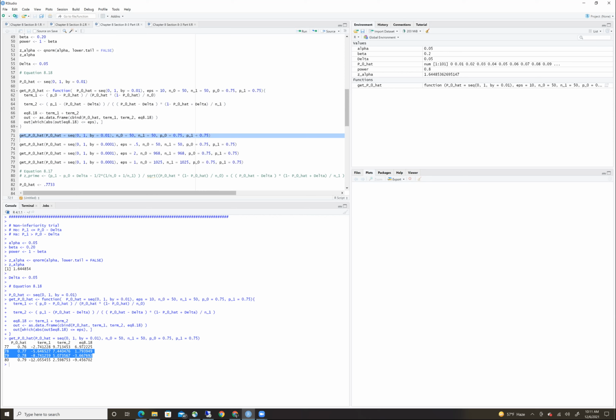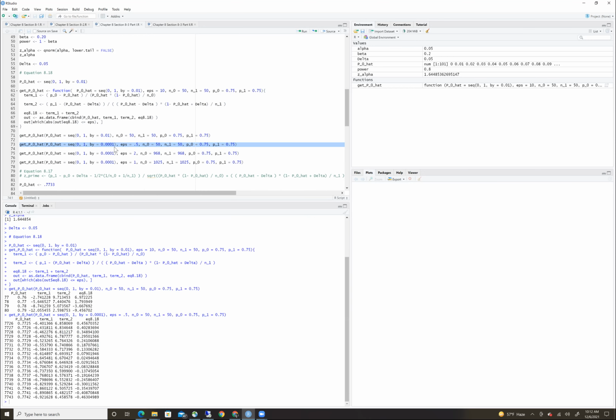And what I should do is I should probably have these step sizes rather than being 0.01 apart. We want the step sizes to be more fine grained, so I'm going to do 0.0001 apart. Okay, so I'm going to look at those same values at a sample size of 50, but now I'm going to have a finer grained step size. And when I do this, I look for the value that's very close to 0, right? That's somewhere between 0.7733 and 0.7734.